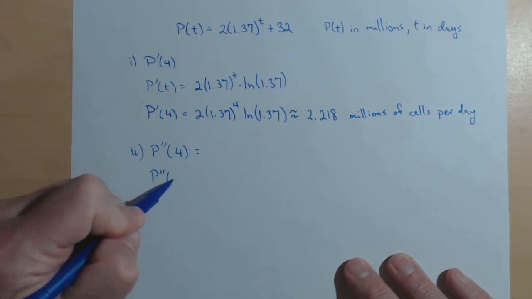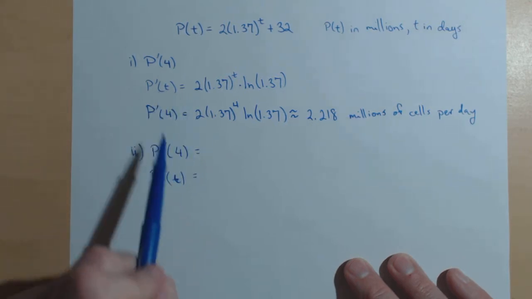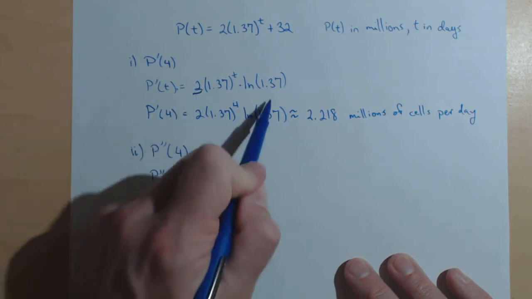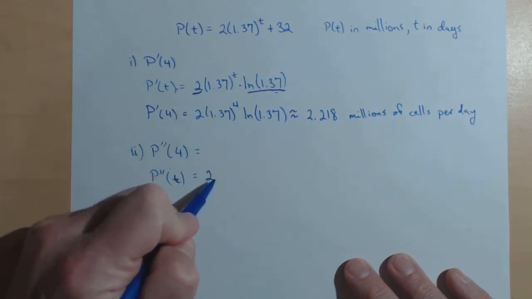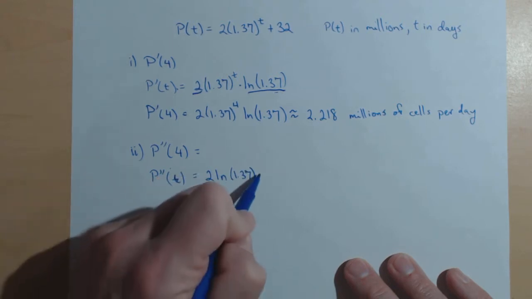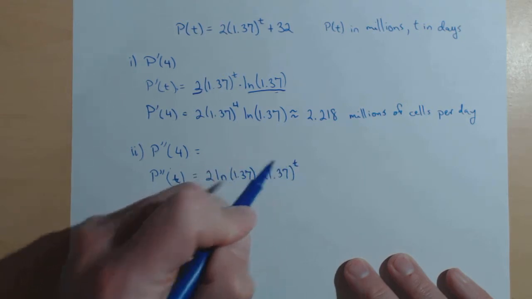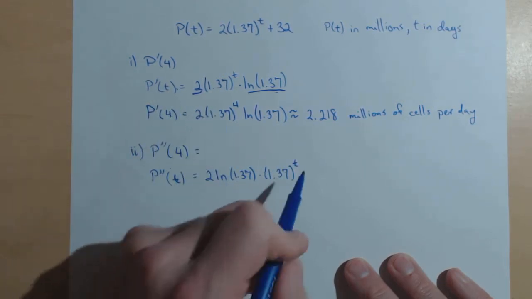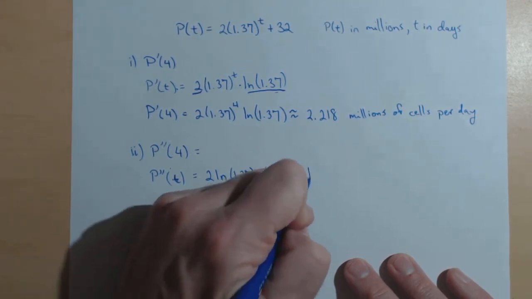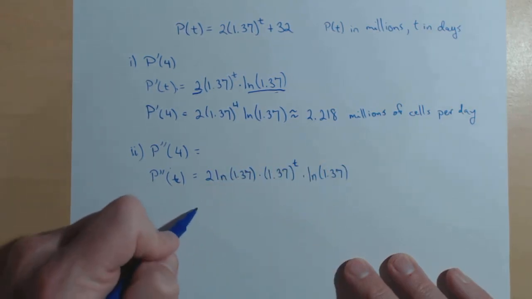Well, first thing we need to do then is find our second derivative, P double prime of t. Remember, that's just the derivative of the derivative. So I'm going to take the derivative of this guy. The 2 and the ln of 1.37 are just constants, so they'll be in my answer, times 1.37 to the t. So notice the derivative has itself in it, and anytime you take the derivative of an exponential, you need to multiply by the natural log of the base.